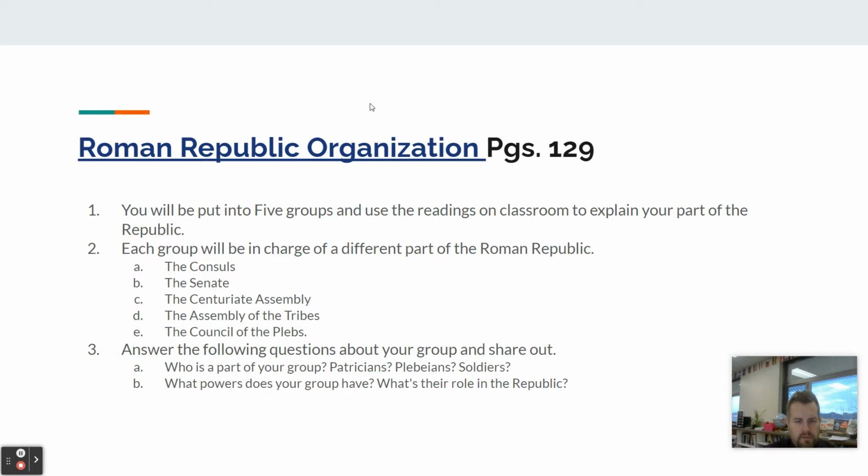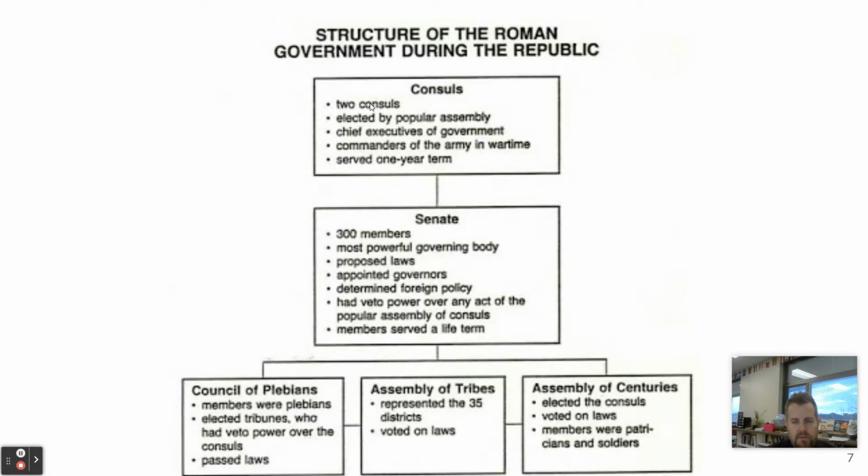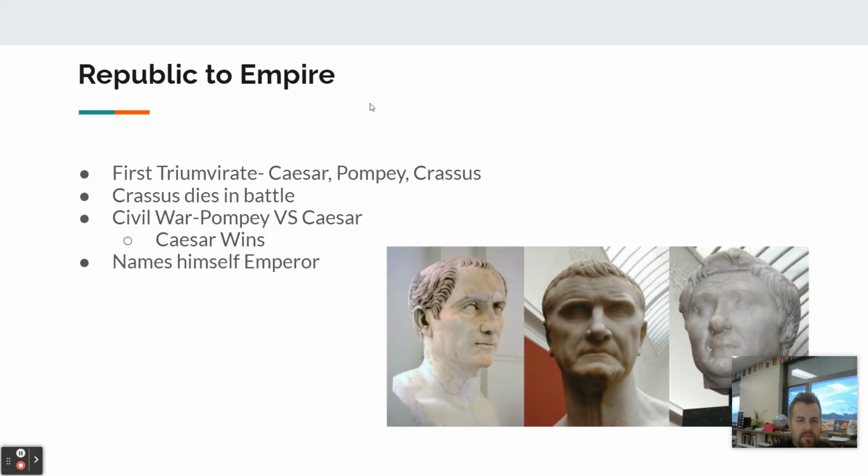Roman Republic, we talked about this. We had this up on the board for the last couple of days, the various groups within the Roman government. So we have our consuls at the top. You can read those various parts within it. The Senate, the Council of Plebeians, the Assembly of Tribes, and then the Assembly of Centuries. So those are various parts of the Roman government.